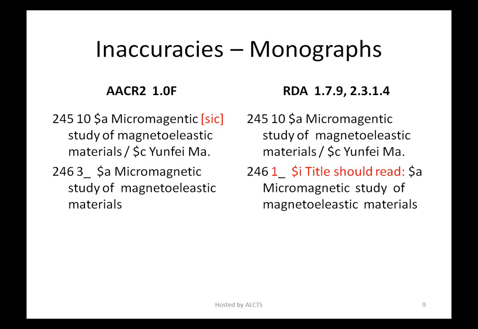So for monographs, this is a change that you'll see here. We had a typo in a record where we would put a bracketed SIC after the typo in the title, and then we would give the corrected title in a 246 variant title added entry. In RDA, we transcribe the title as found with the typo. No note that there's an inaccuracy in it at all. And then if it's considered important enough for access, we can make a note and or an added entry. In this case, of course, we do want to do that to get that correct word, micromagnetic, in there. So we'll use an added entry with a note that says title should read this. So this is the first thing where we're seeing that RDA really stresses transcription of what you see.